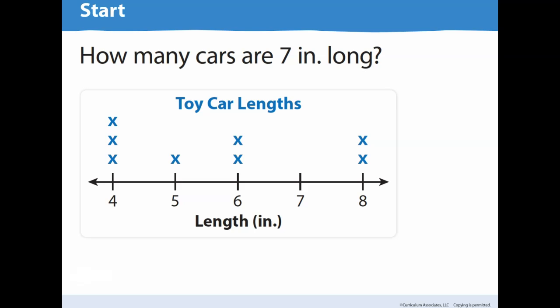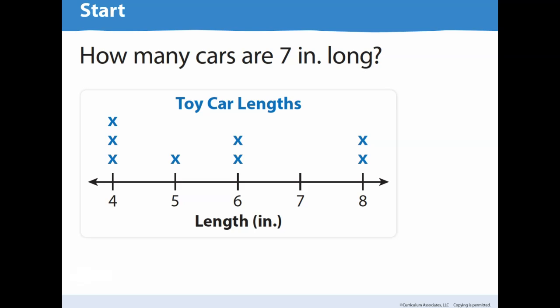No. Now, if I read the line plot, how many cars are 4 inches long? Three, because there's three X's above the 4, right? How many are 5 inches long? One, because there's one X above the 5. How many are 6 inches long? Two. And how many are 8 inches long? Two, because there's two X's above.